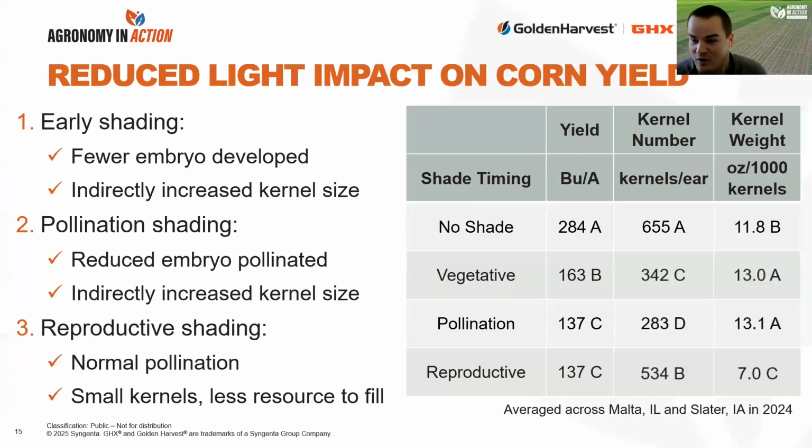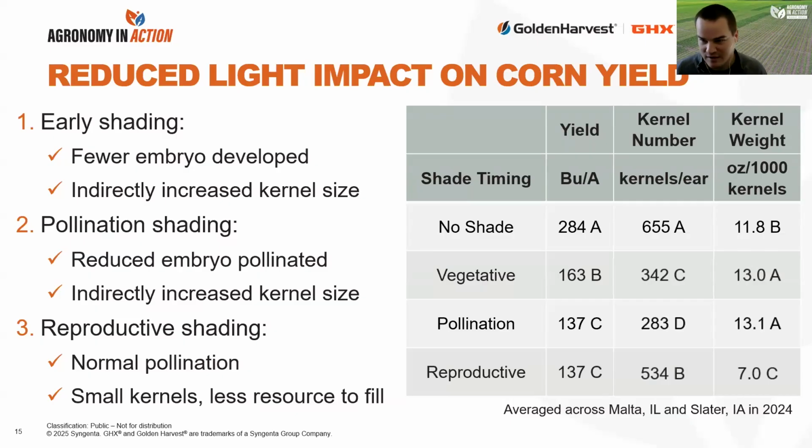We had three different shade timings. We had a no shade, a shade during the vegetative stages, shade during pollination, and shade during the reproductive stages. We put the shade tents out for a 3-week period during each of those timings. You can see with no shade, the average yield was about 284 bushels an acre. When we put shade during the vegetative stages, it significantly impacted yield, down to about 160. And if we put shade during the pollination timing or the reproductive stages, it was an even more significant impact on yield.